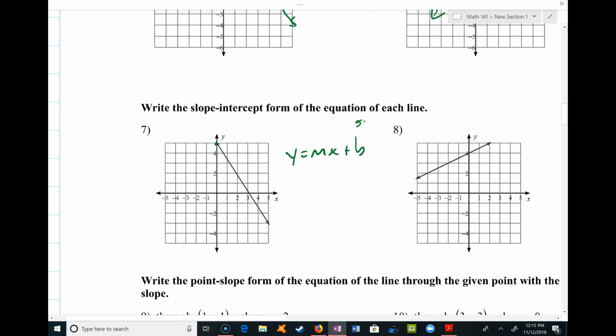And then I just have to find a lattice point, like maybe right there. It looks like I'm going over 1, 2, 3, 4, 5. That'd be 5 on the bottom. And down 1, 2, 3, 4, 5, 6, 7, 8. So that'd be -8. So that would be my slope. Y equals -8/5 x plus 5.